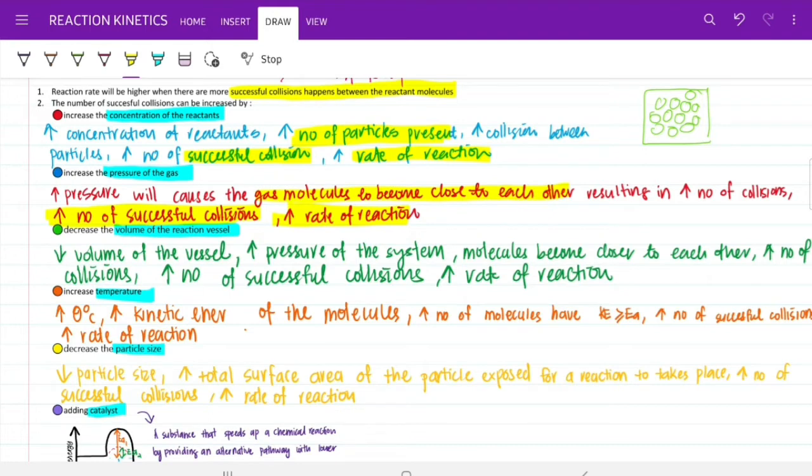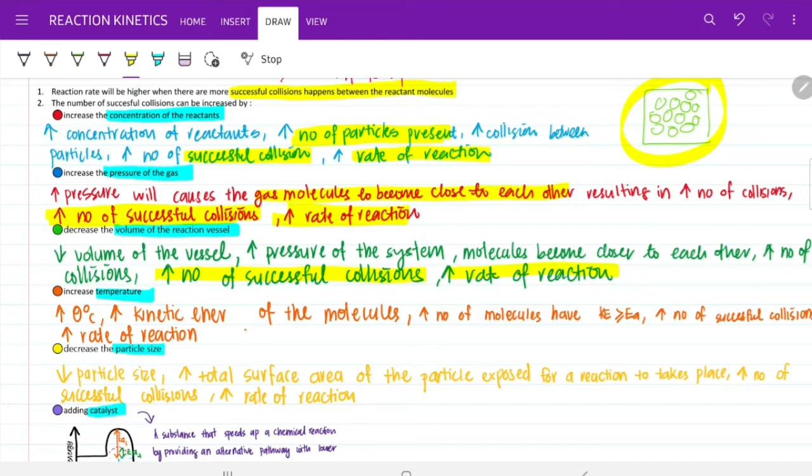These same concepts of increasing pressure also apply when we decrease the volume of the reaction vessel, because when the reaction vessel's volume decreases, the vessel becomes very high in pressure. So more molecules are close to each other, just like in this picture. This increases the number of collisions between the gas molecules, resulting in a higher frequency of successful collisions, thus leading to a higher rate of reaction.